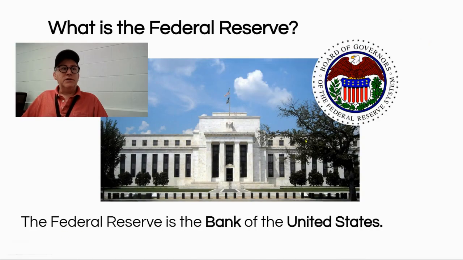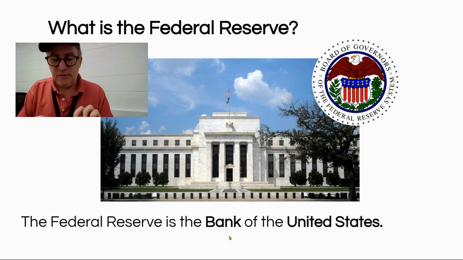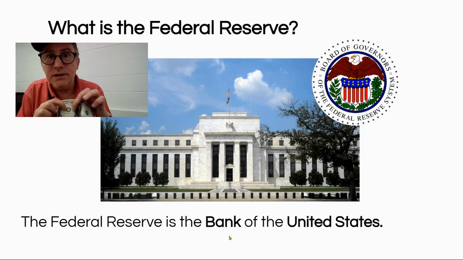What is the Federal Reserve? The Federal Reserve is the Bank of the United States. One thing it does, this is the building in Washington, D.C. There are Federal Reserve banks around the country. They print money. This dollar bill says Federal Reserve Bank of Kansas City, Missouri. Take out a dollar bill or a $5 bill and look and see where it was printed.